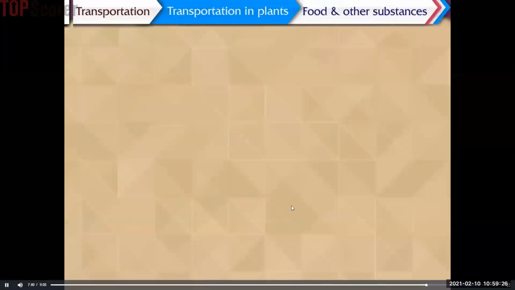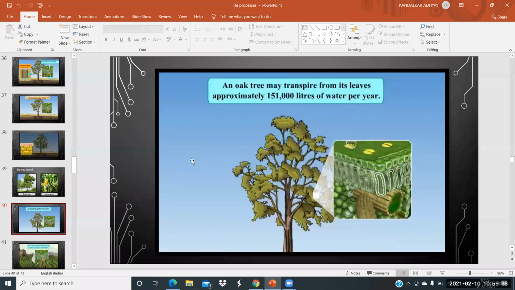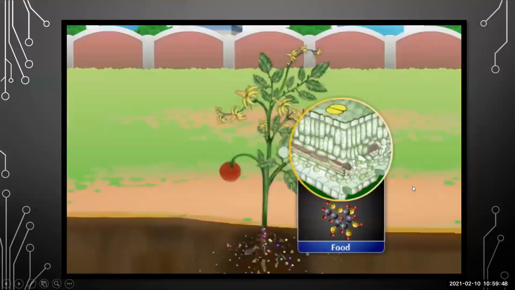Transport of food and other substances. Okay, now we will see the next topic, that is transportation of food and other substances in plants. Now, the food produced in leaves is transported to each cell in the plant body.